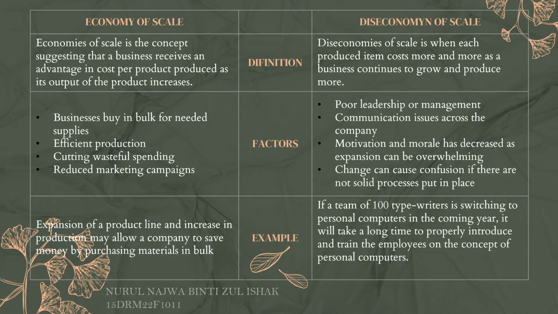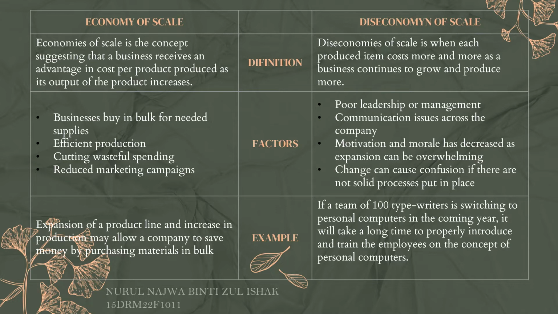Example of economy of scale: expansion of a product line and increase in production may allow a company to save money by purchasing material in bulk. When a business expands, it is at more risk, costs and responsibilities to its existing system, sometimes contributing to diseconomy of scale. To achieve an economy of scale, companies need to adjust to this increase in output in ways that drive the cost of a product down.